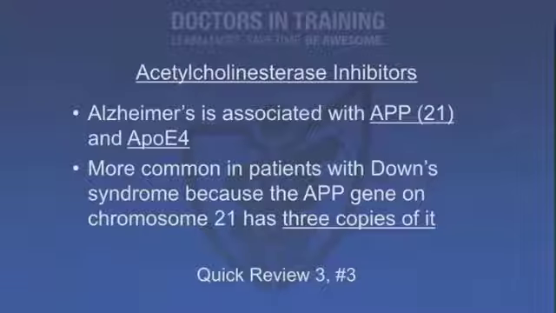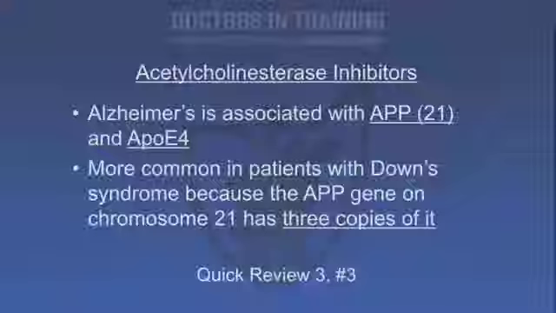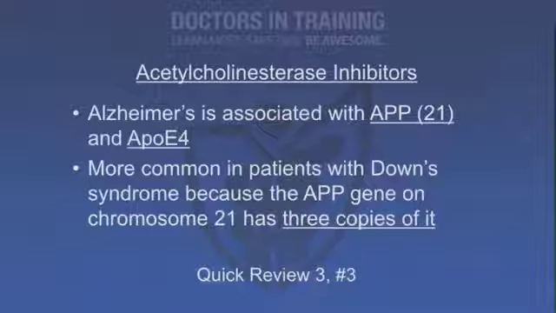Next question. What allele is associated with Alzheimer's disease? Why is Alzheimer's so common in patients with Down syndrome? So we didn't mention anything about this in the lecture, but good to know. But Alzheimer's is associated with APP21 and APOE4. So try to remember that. You might get a test question on that. In regards to Down syndrome, it's more common in patients with Down syndrome because the APP gene is on chromosome 21. So now you have 3 copies potentially having that APP 21.